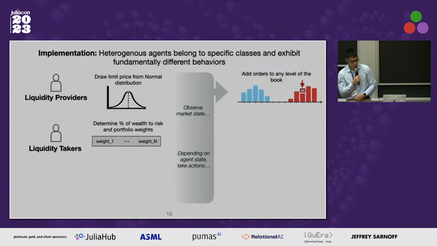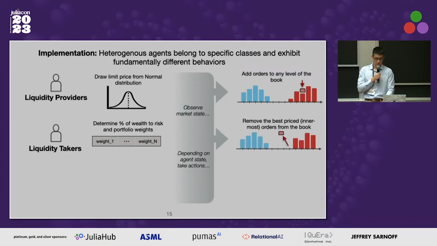Liquidity takers similarly will determine a random amount of their wealth to put up to risk and then randomly set these portfolio weights. Similarly, they'll take price away. They're the primary movers of price movement. They only do market orders. Liquidity providers only submit limit orders.